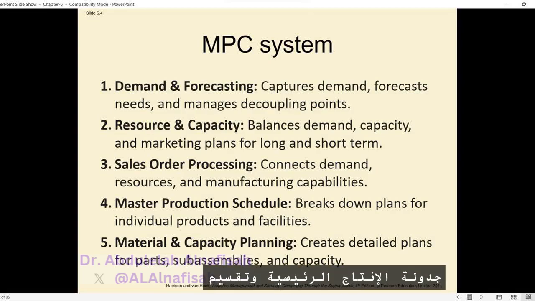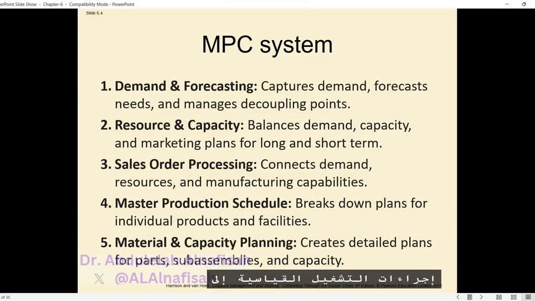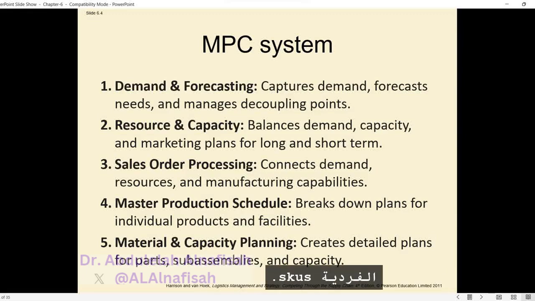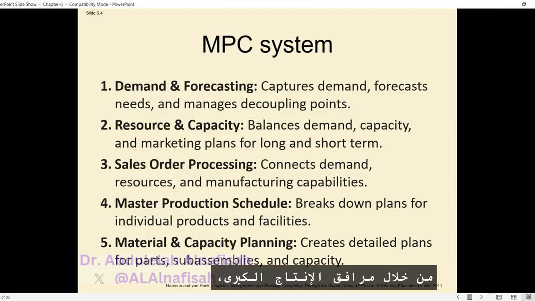Master production scheduling, MPS: disaggregating the SOP into detailed plans for individual stock keeping units, SKUs, by major production facilities, handling the planning details and providing feedback on orders and stock replenishment status. Material and capacity planning: developing detailed plans for each part and sub-assembly based on MPS data.